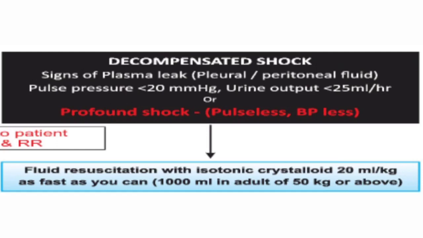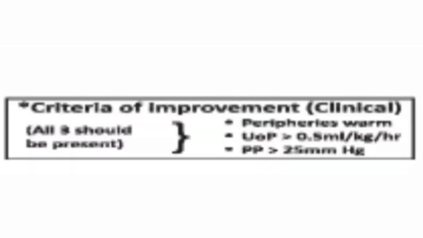So in compensated shock, we gave the bolus at 10 ml per kg per hour, slowly over 1 hour. But here we will give the bolus of 20 ml per kg per hour, as fast as we can. So first you give the bolus, and then you look whether the patient has improved or not. After giving the bolus, we check the criteria for improvement: peripheries are warm, urine output is more than 0.5 ml per kg per hour, and the pulse pressure is more than 25 millimeters of mercury.